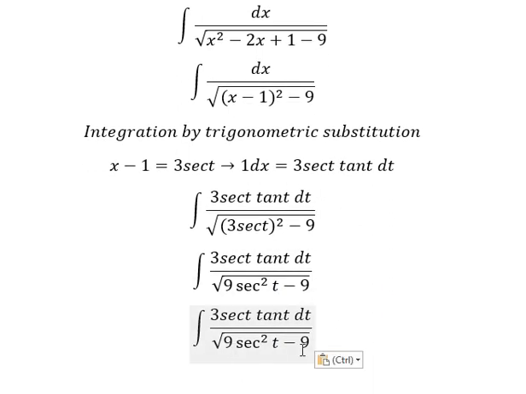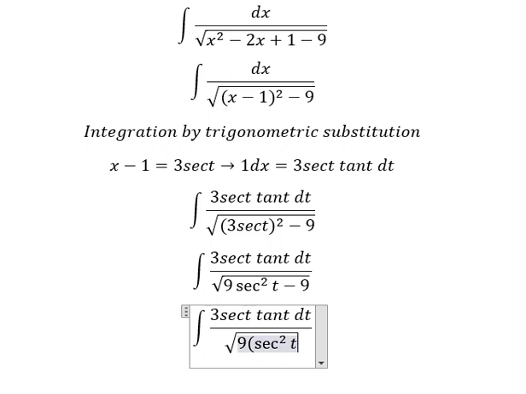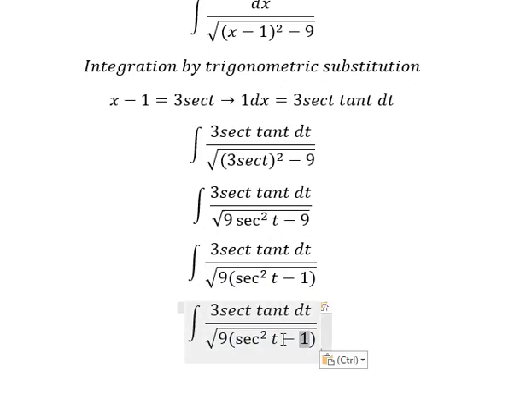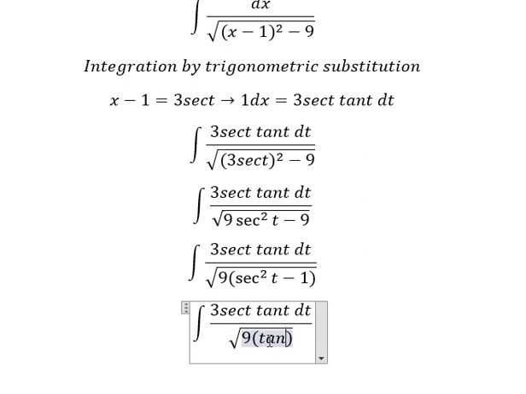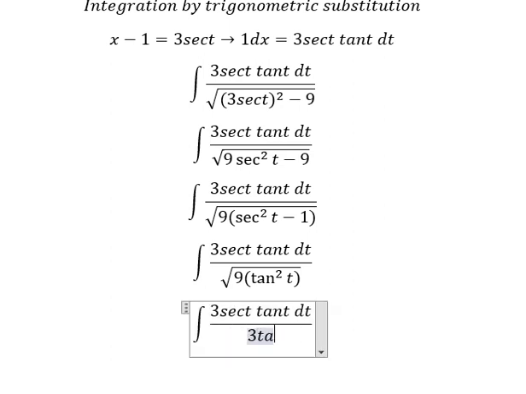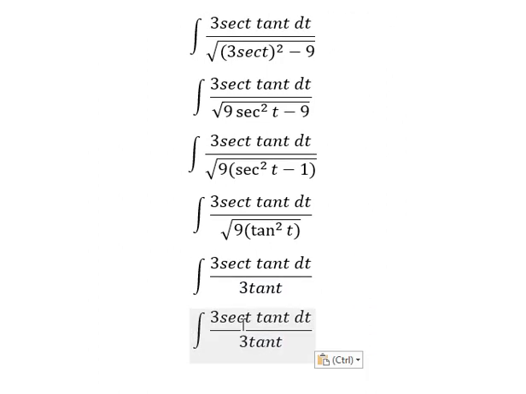So number 9 and number 9 we can do about factorization. And this one that is about tan t square. So the square root of number 9 tan t square, we have number 3 tan t. Later that we need to simplify number 3 tan t.